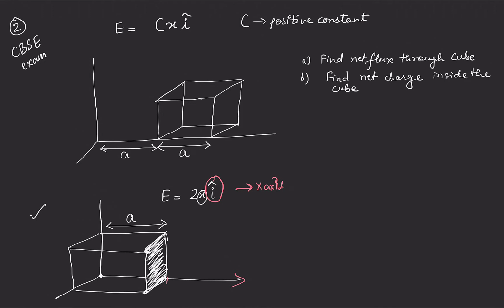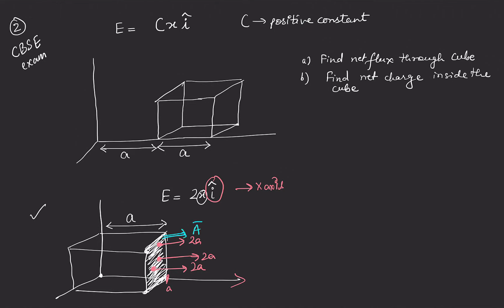So at every point here, the electric field would be 2a at every point on the surface. So here it would also be 2a. So here it would also be 2a. And the area vector for this surface would have direction towards the right as well.